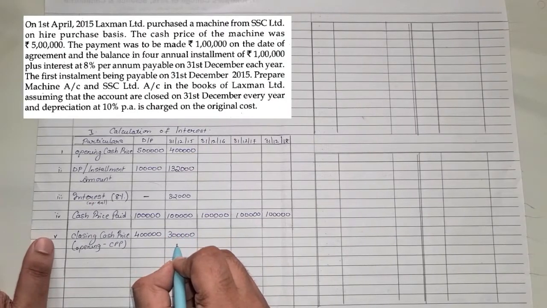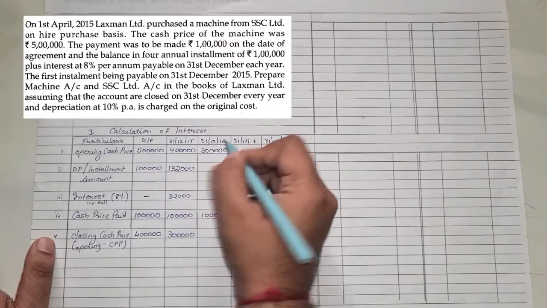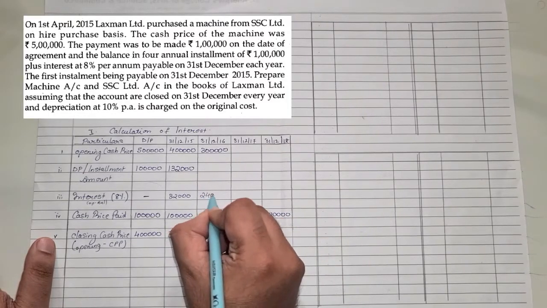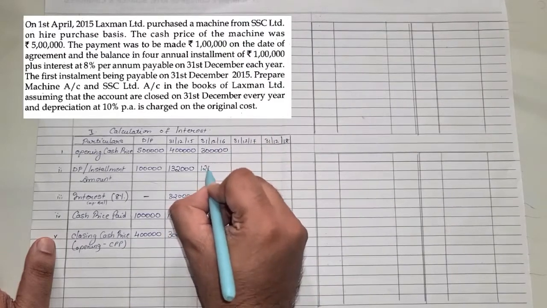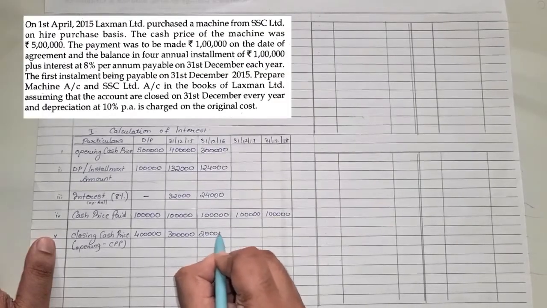Last year's closing will become current year's opening. So 3 lakhs comes here. Again, on 3 lakhs, we will charge 8% interest, which is 24,000. So this installment value will be 1 lakh plus 24,000, so it will become 1,24,000. 3 lakh minus 1 lakh will give you a balance of 2 lakhs.